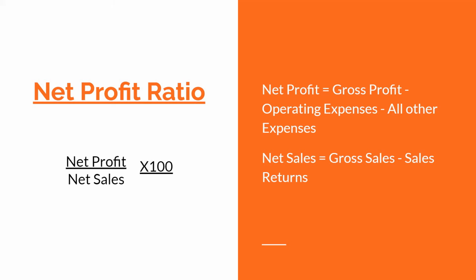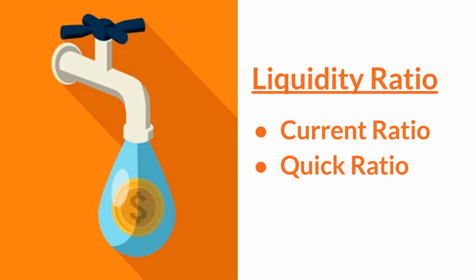This is how you get an idea how profitability ratios work. And the next one is liquidity ratio. Liquidity is very simple. You're just trying to analyze how liquid funds you have to pay your immediate liabilities. So here we have two types of ratios, basically current ratio and quick ratio.